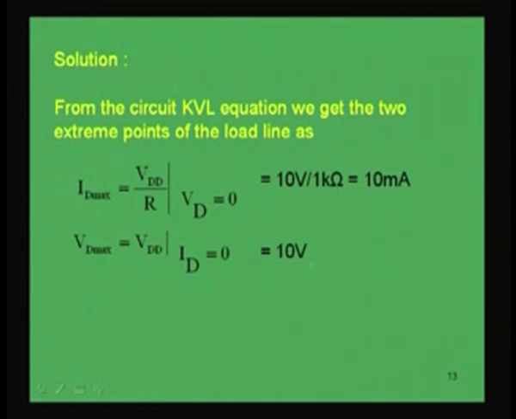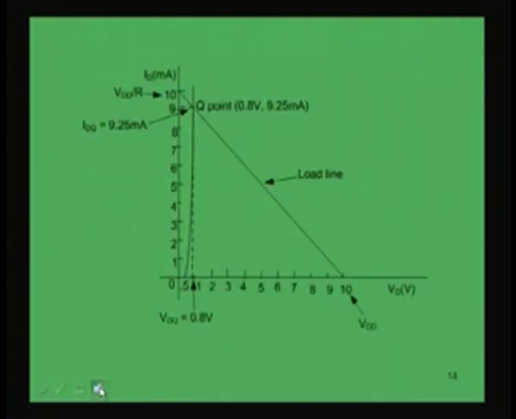So, this is 10 volt. So, these 2 points are known now. We can now draw the load line. Let us do that. So, this load line is drawn. You see one point is 10 volt VDD, maximum VD, and this point is ID max, that is VDD by R, which is 10 milliampere. Connecting these 2 points, I get a straight line.